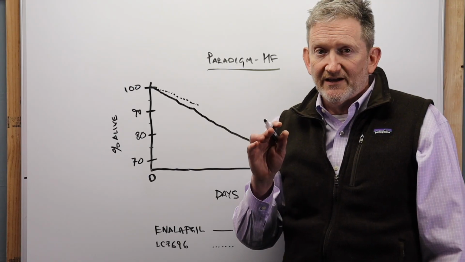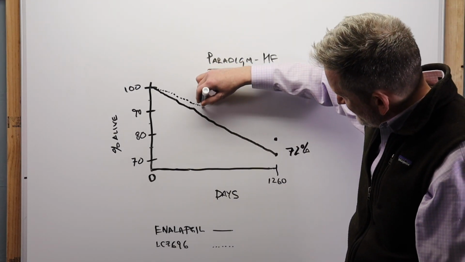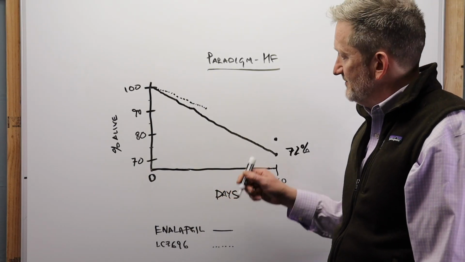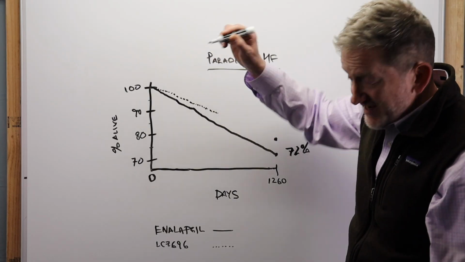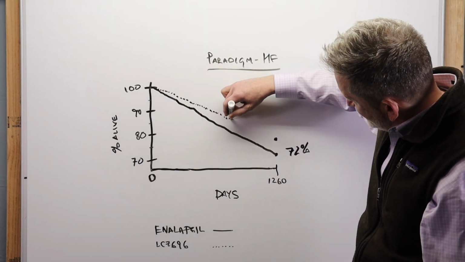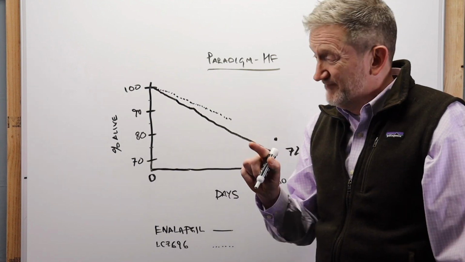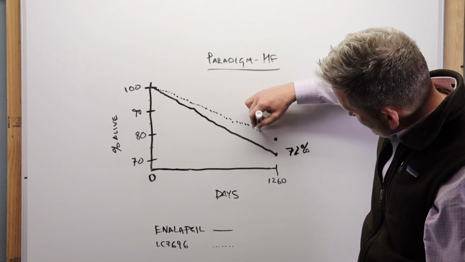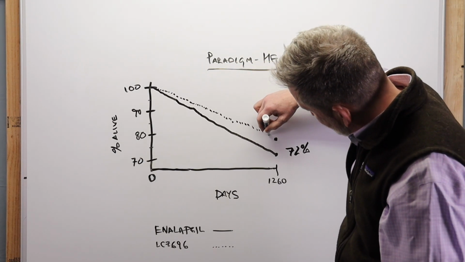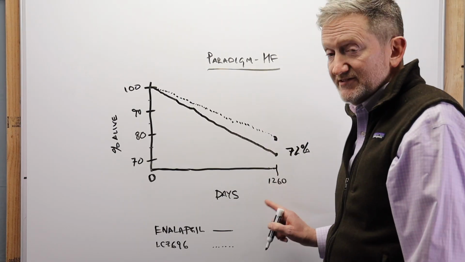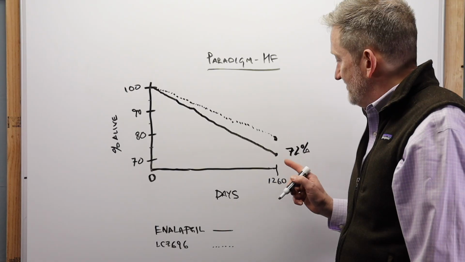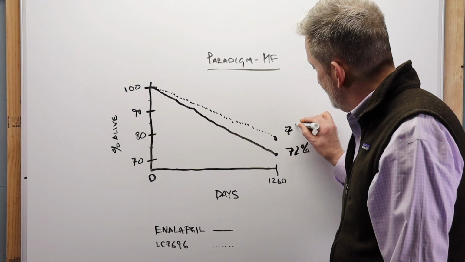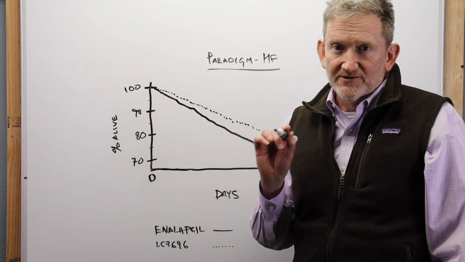something interesting began to happen. The percentage of patients at any particular day, as the researcher counted them up, went down. But it went down more slowly than the patients who were taking enalapril. So that when they finally arrived at the end of the trial on day 1260, not 72% of them were still alive, but instead 76% of them were still alive.